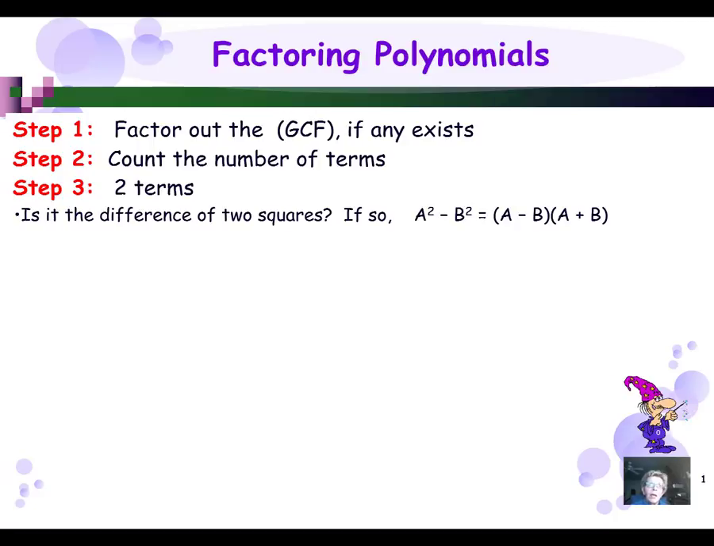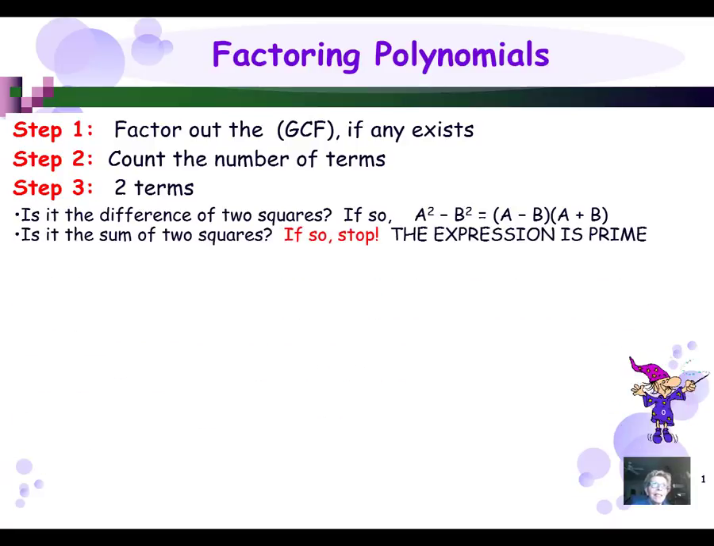If so, it would look like a squared minus b squared and factors into the quantity of a minus b times a plus b. Is it the sum of two squares? If that's the case, stop. This expression is prime and you should write it as prime.